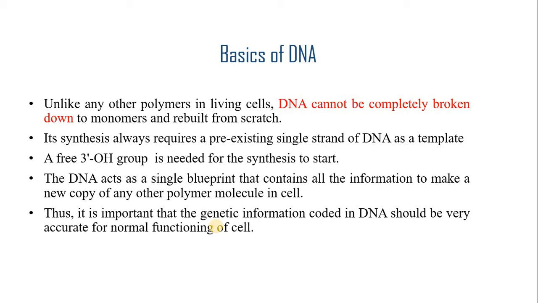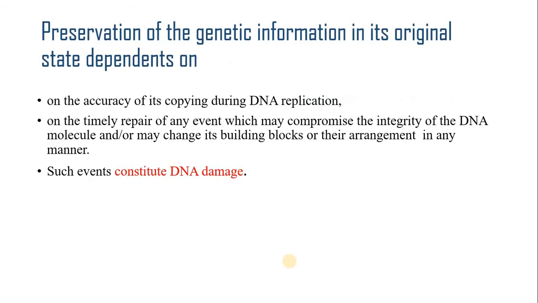You all know that DNA cannot be completely broken down to monomers and rebuilt into an entirely new one from scratch. This is because it requires a pre-existing single strand of DNA which acts as a template. Moreover, a free 3' OH group is needed for the synthesis to begin with. DNA acts as a single blueprint that contains all the information to make a new copy of any other polymer molecule in the cell, and therefore we can say that the genetic information coded in the DNA should be very accurate for normal functioning of the cell.